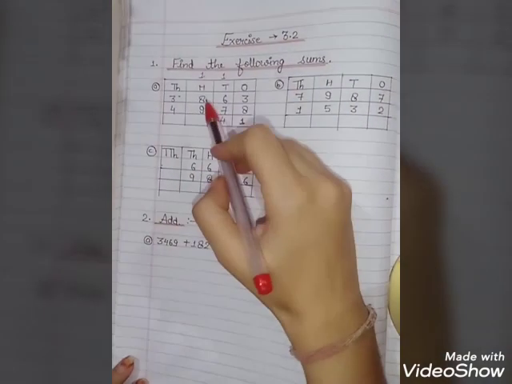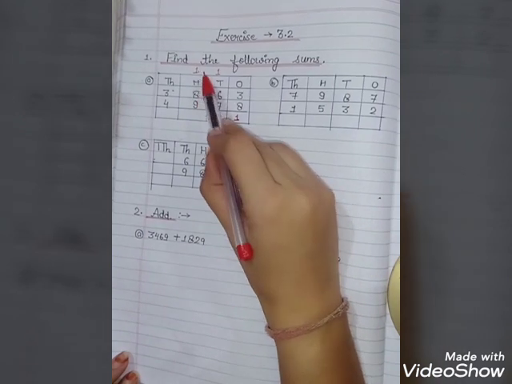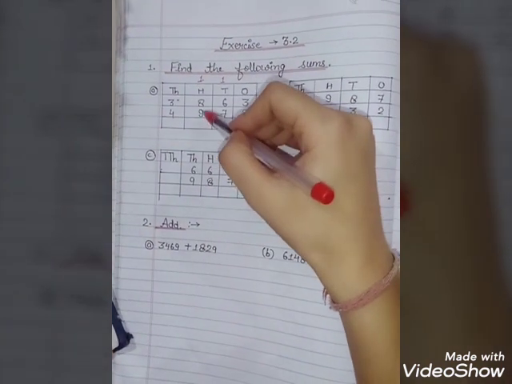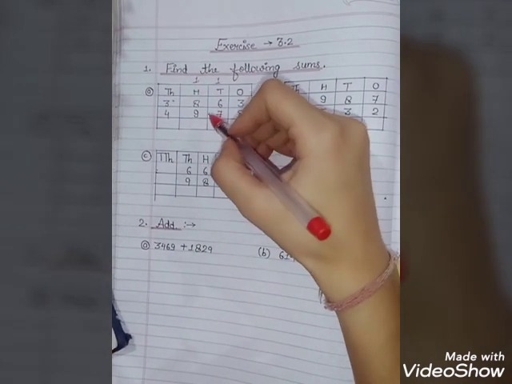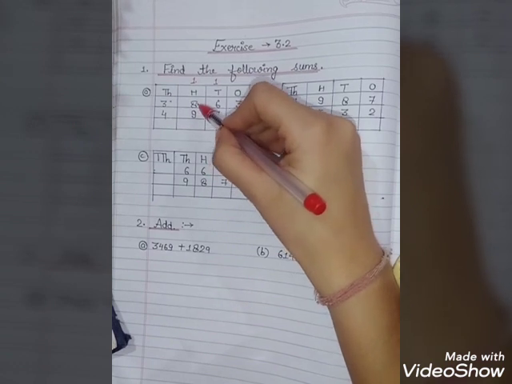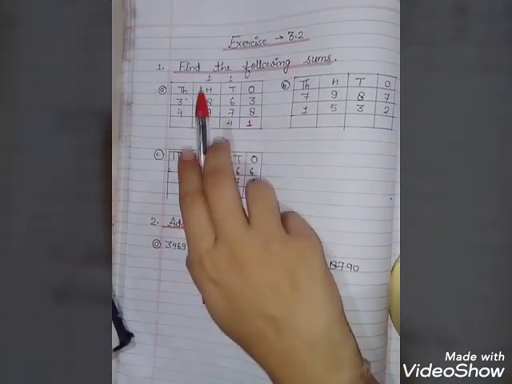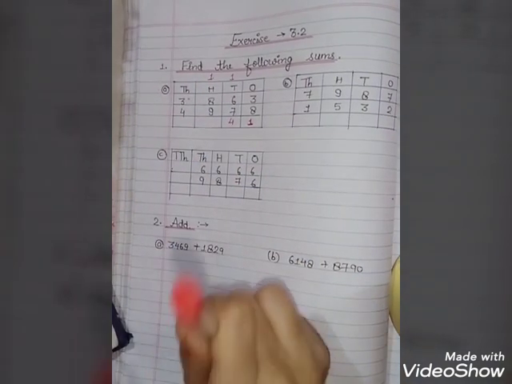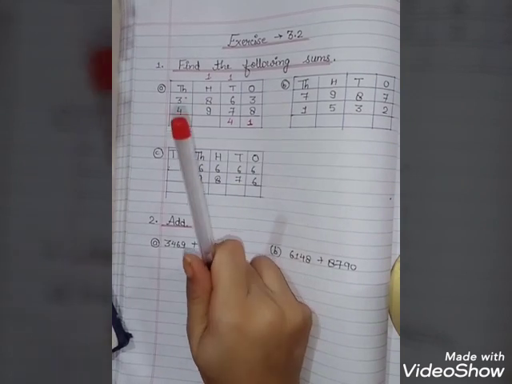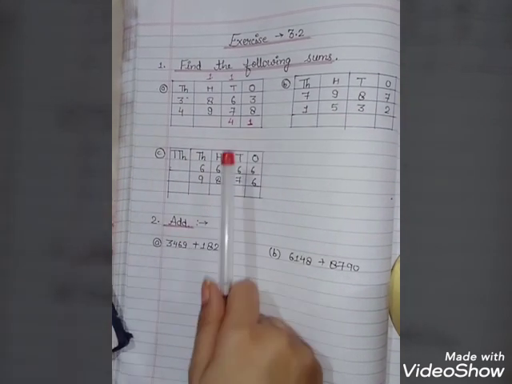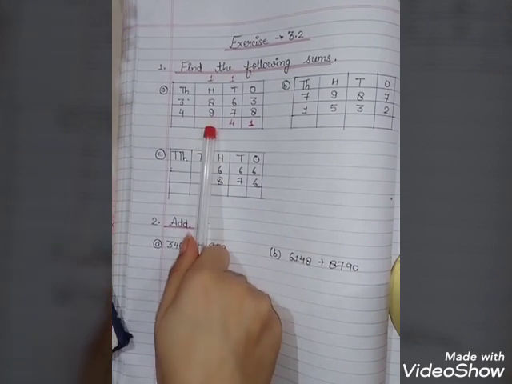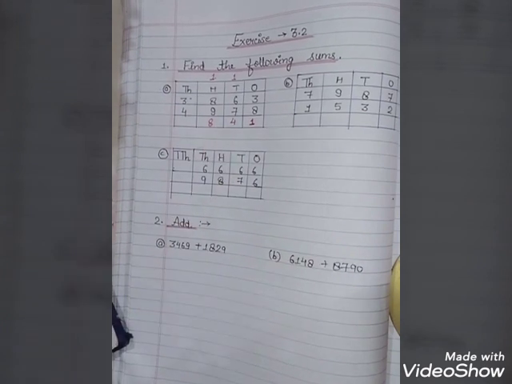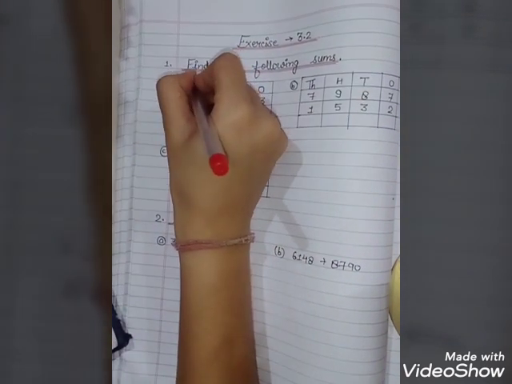Now add the hundreds place digits, including this 1 carry. If we add 9 plus 8, what do we get as the answer? That is 17. And 17 plus 1 is 18. Again, 18 is a 2-digit number, so we do the same process. Now write 8 in the hundreds place and carry over 1 to the thousands place.